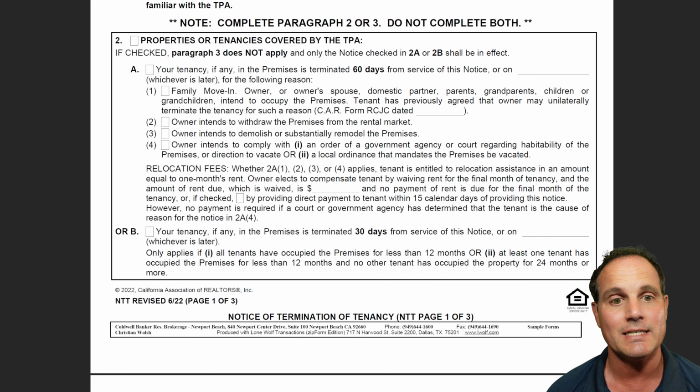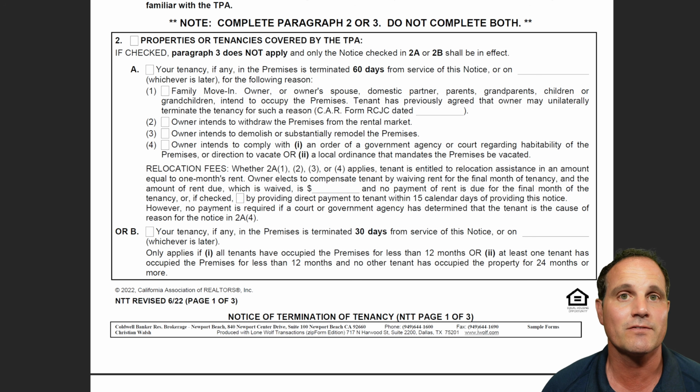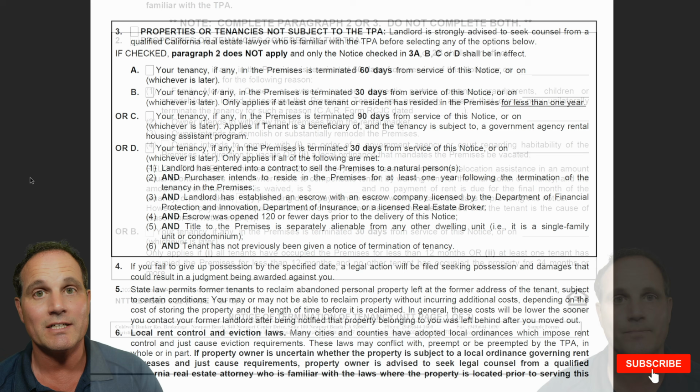And then B is a 30-day notice if the tenant's been there for less than 12 months. A landlord can give a 30-day notice in lieu of a 60-day notice. And if you're going with B, the 30-day notice, because the tenant's been there for less than a year, no relocation assistance is required in this case. Moving on to paragraph 3.